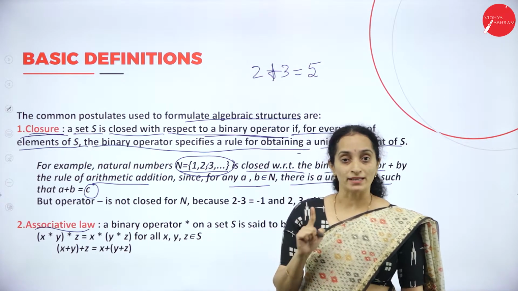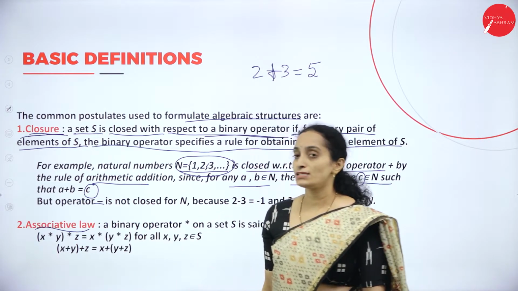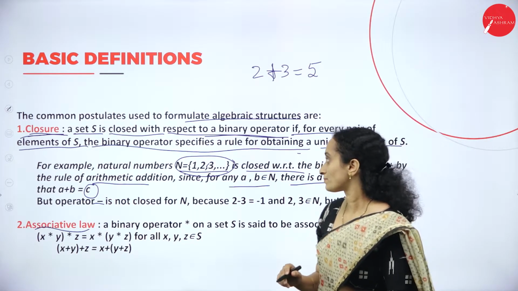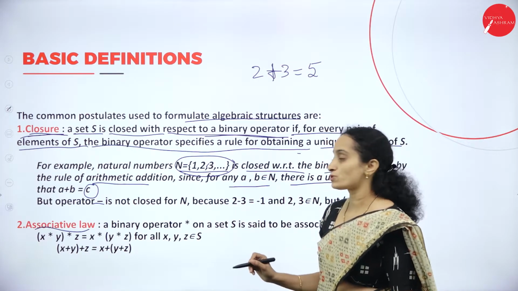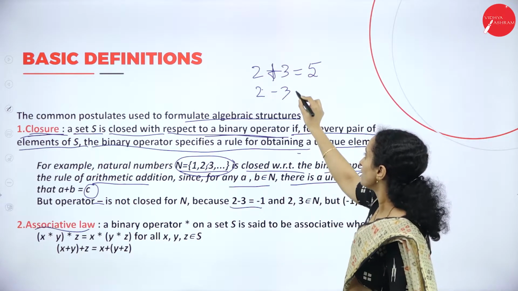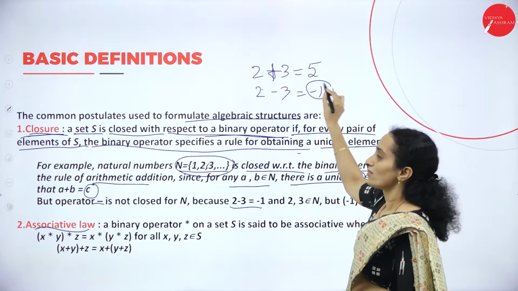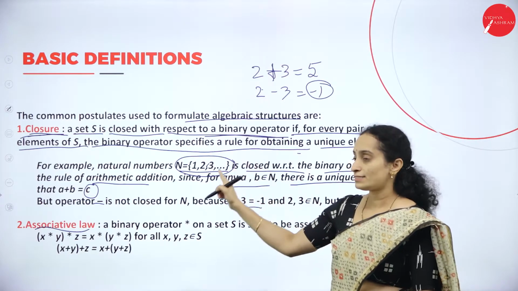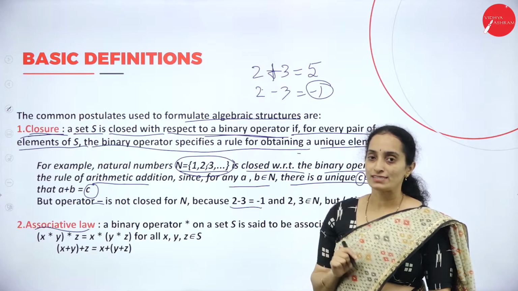But not all binary operators hold the closure law, because minus is not closed to N. Why is it not closed to N? The minus or subtraction operator is not closed to N, because if I take 2 minus 3, as said in the diagram, it gives the resultant operand minus 1, which is not a member of, or not an element of, set N. Is it not? Minus 1 is not an element of set N.